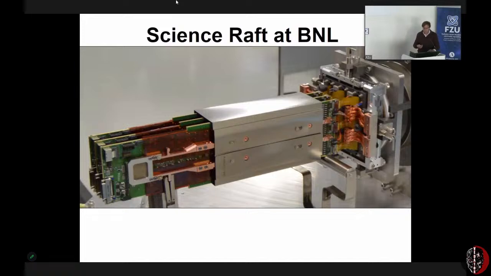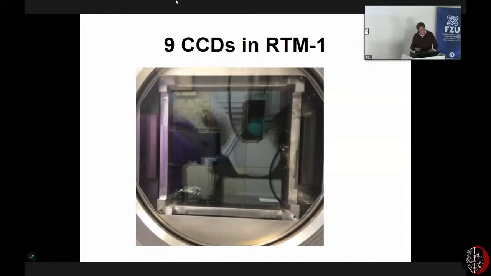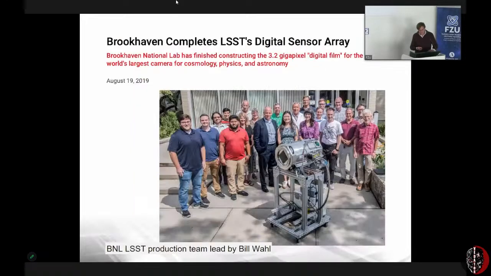A photograph of the raft is shown here. So the CCDs are here, and you see the flex cables going to the board. That's the view of the CCDs. 9 CCDs, one of the first rafts built at BNL, and that's a news release after we finished and sent the last raft to SLAC. So that's in the front. That's a cryostat used to test the rafts.